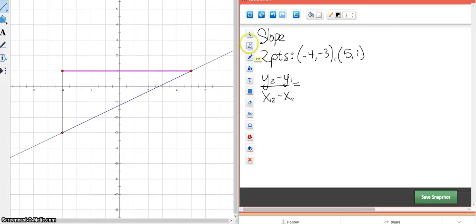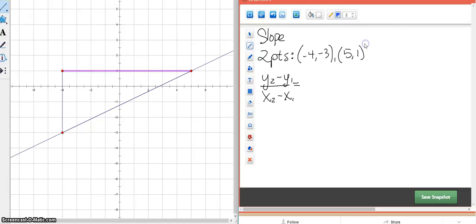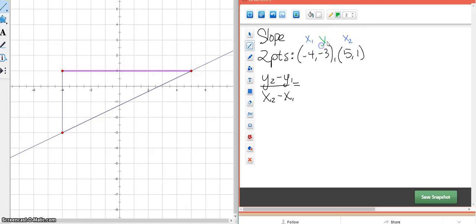I don't want to just start choosing numbers to plug in here. I have to be aware that this is my x1 and this is my x2. Let's use a nice green. Here's my y1 and here's y2. It's very important that when you're still starting off with these concepts, you label what you can.